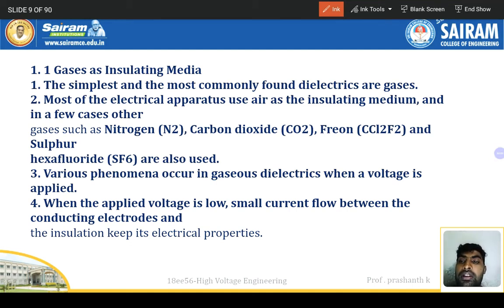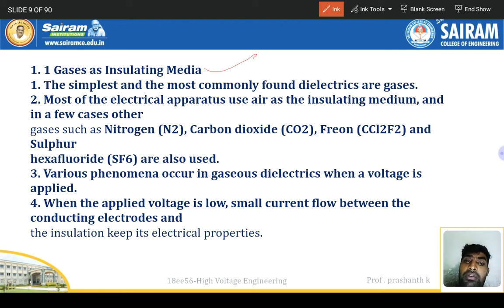Let us discuss the first module of your high voltage engineering subject, continuation of dielectrics. In that we have gas as an insulating medium, right? The simplest and most commonly found dielectrics are gases, like nitrogen, carbon dioxide, freon and sulfur hexafluoride, SF6. SF6 is mostly and widely used in circuit breakers, right?